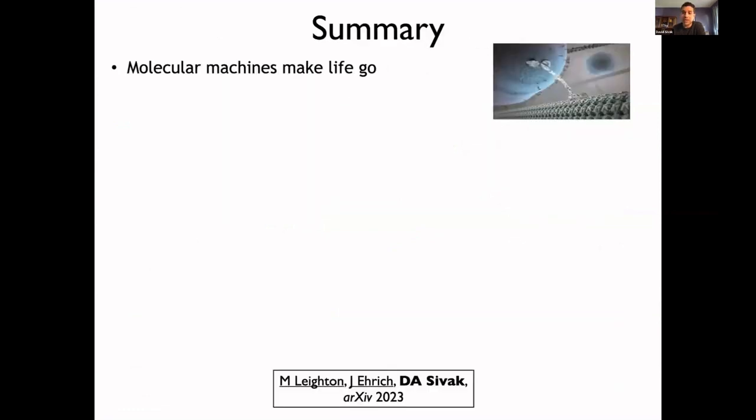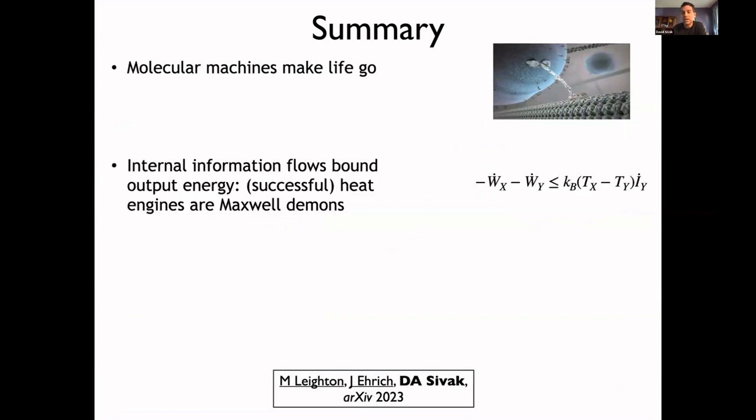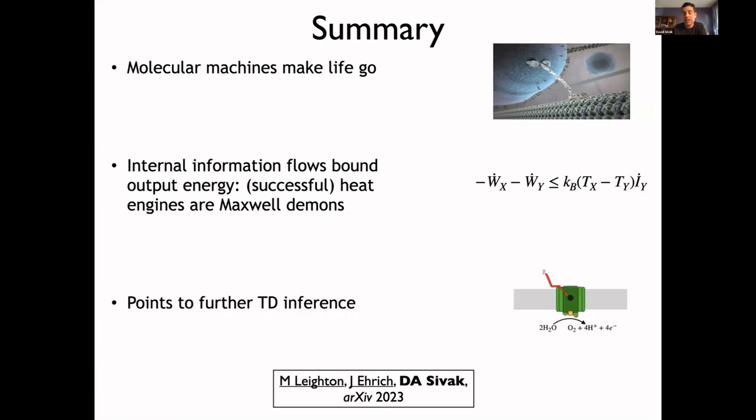And finally, just to bring up the summaries here, molecular machines are fascinating and they make life go. It turns out you can derive that internal information flows bound the output energy that a bipartite molecular machine can achieve. So successful or productive functional heat engines are implicitly Maxwell demons, and this gives you a new avenue to possibly doing thermodynamic inference, in this case of internal information flows.